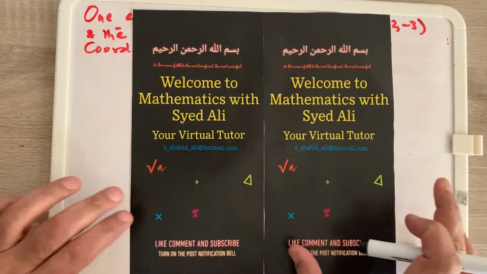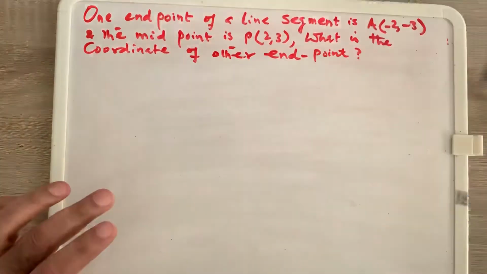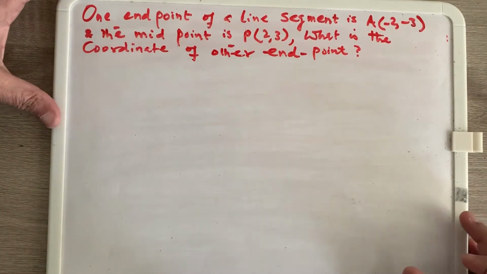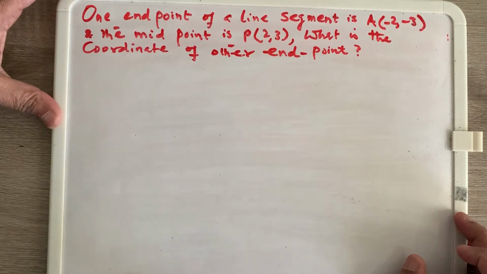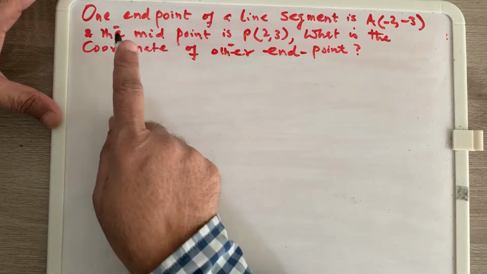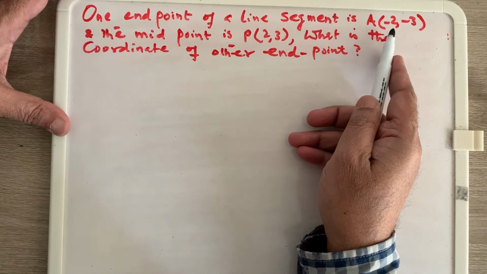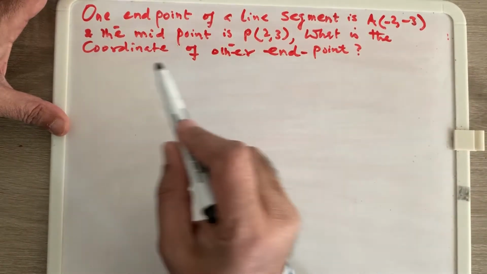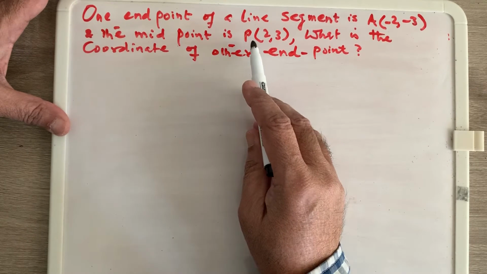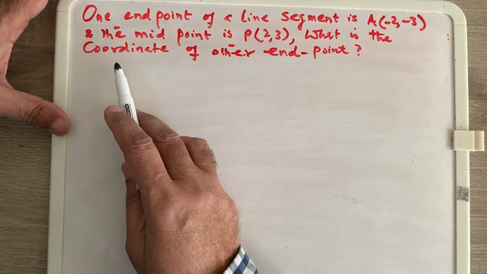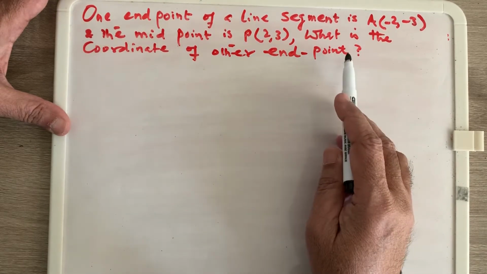So today we will be solving a word problem, grade 10. It's called midpoint formula. So the question is, one end point of a line segment is A at (-2, -3), and the midpoint is point P, whose coordinate is (2, 3). What is the coordinate of the other end point?